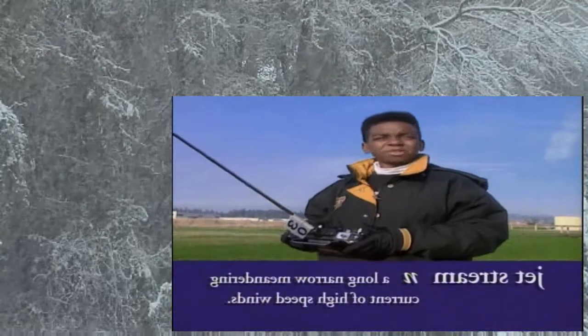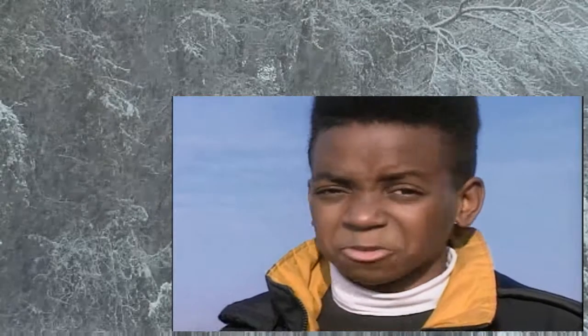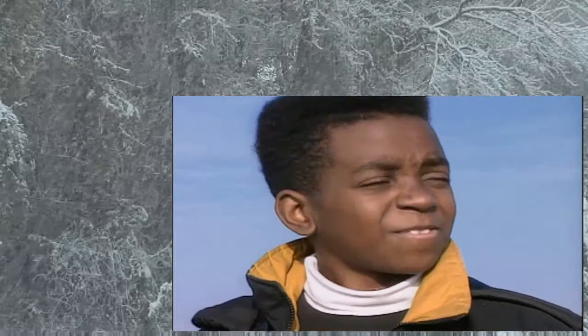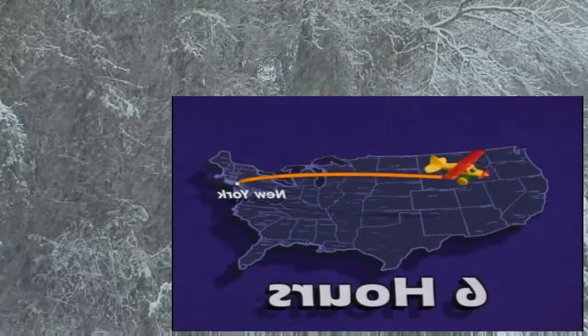A jet stream is a high-altitude wind that moves from west to east. It goes about 250 kilometers an hour, fast enough to make a trip from San Francisco to New York take 5 hours, while a trip from New York to San Francisco takes 6 hours, all because the plane has to push against the wind.